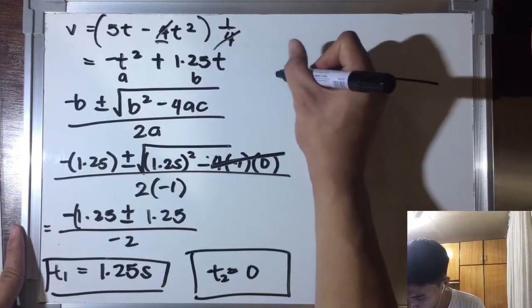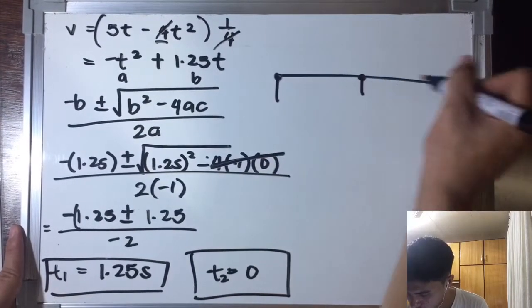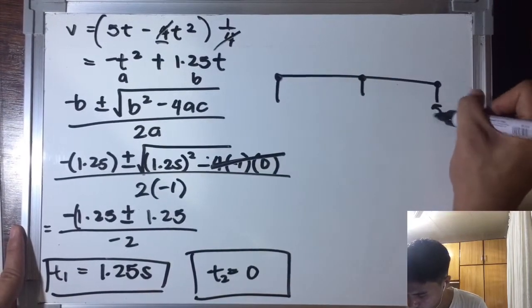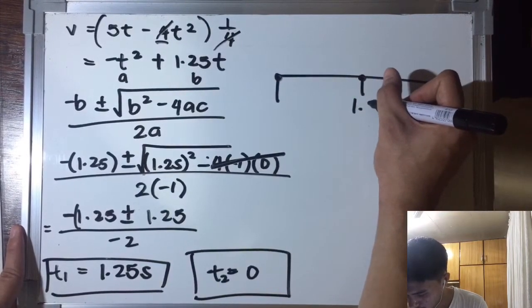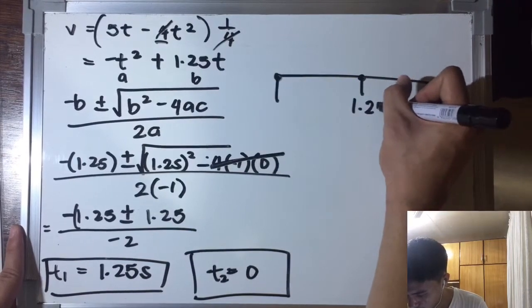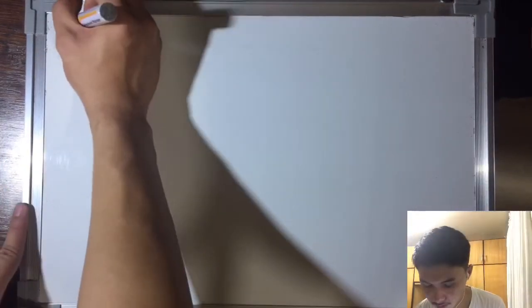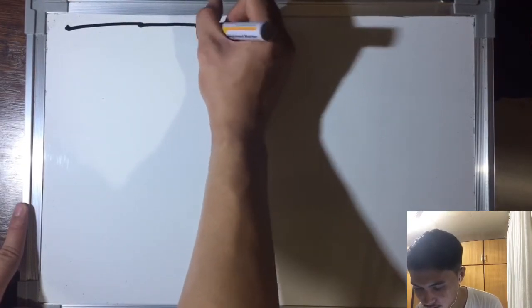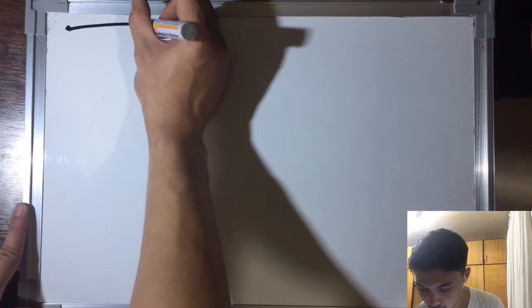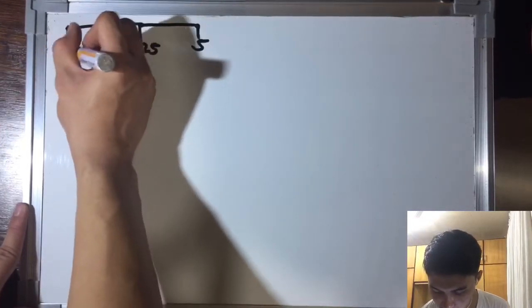So we can write it like this. The end is 5 seconds, and then in our mid time interval, we are going to have 1.25, and then this will be 0. So our time intervals are 5 seconds, 1.25 seconds, and then 0 seconds.